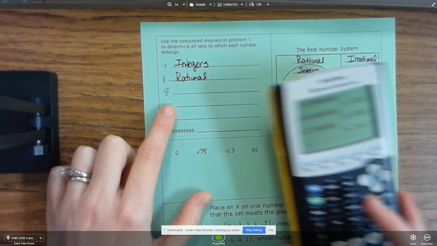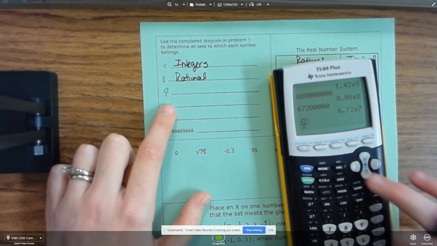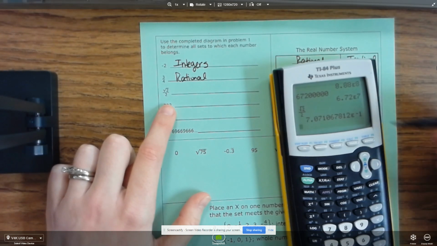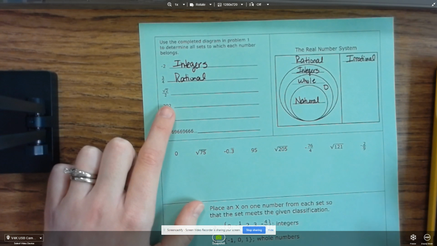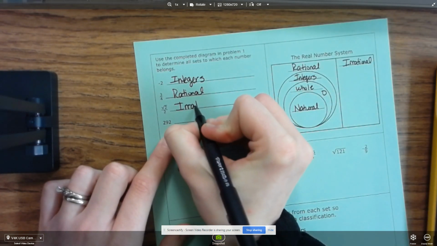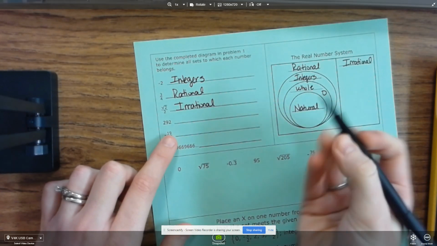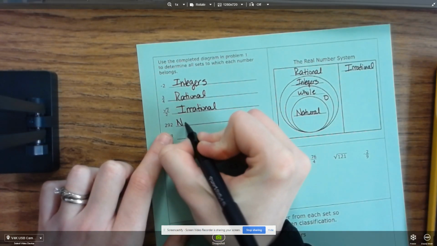And then sometimes we have to type them in. So we've got the square root of 2 over 2. And so you can see here that I get a long, crazy decimal. And so that means this one is irrational. 292 is a natural number.